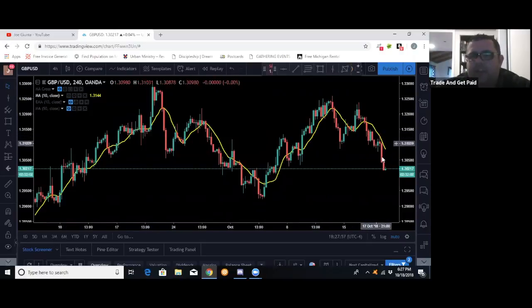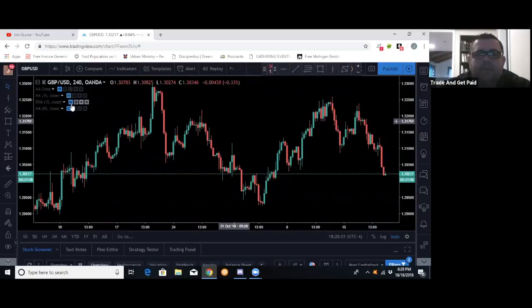The closing price of the last 10 candles, here it is. Boom. That's it. All right. However, the problem with a simple moving average is that it doesn't take into account the price in between the candles.